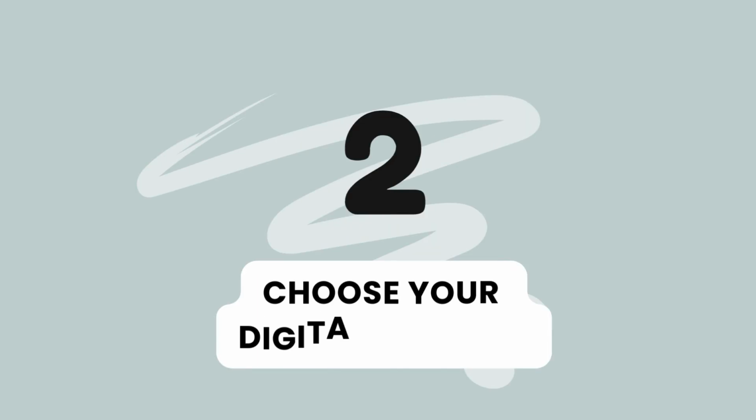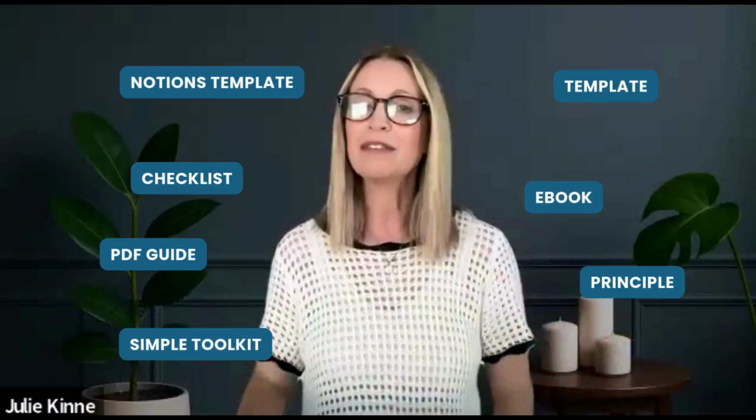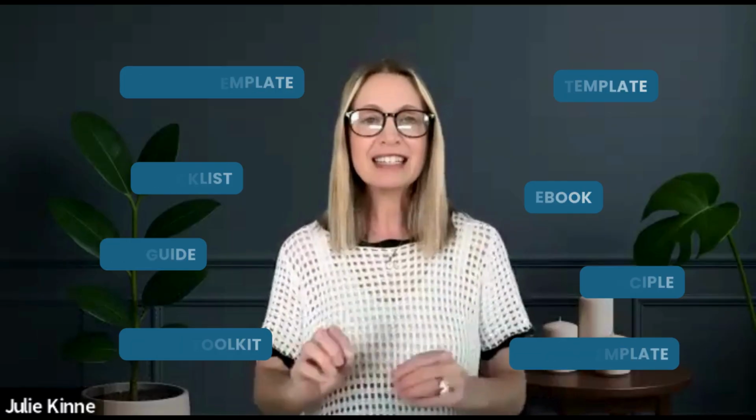That's it. Step 2, we're going to choose your digital product. So the next thing you're going to do is you're going to pick a product. And here's the good news. This doesn't have to be complicated. The best beginner-friendly digital products typically are a PDF guide, a checklist, a printable, a template, a mini ebook, a simple toolkit, a Notion template, or even just a Canva template. They're fast, they're easy to make, and they're super easy to sell.